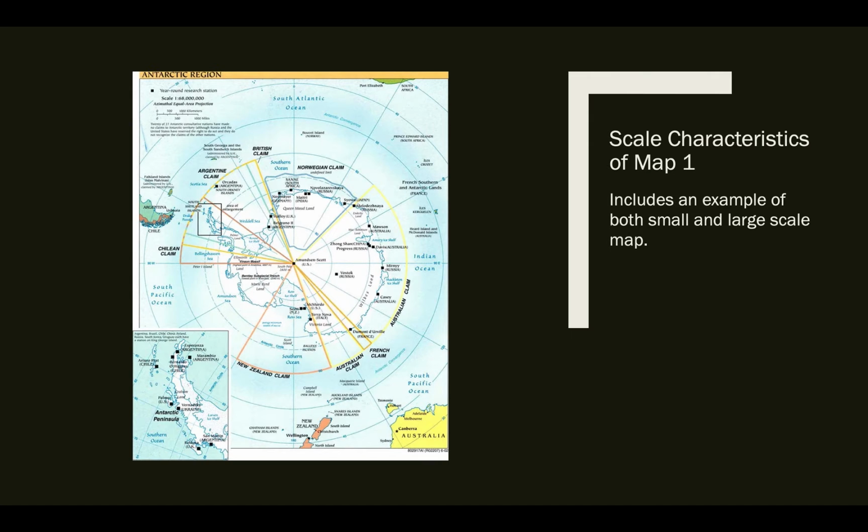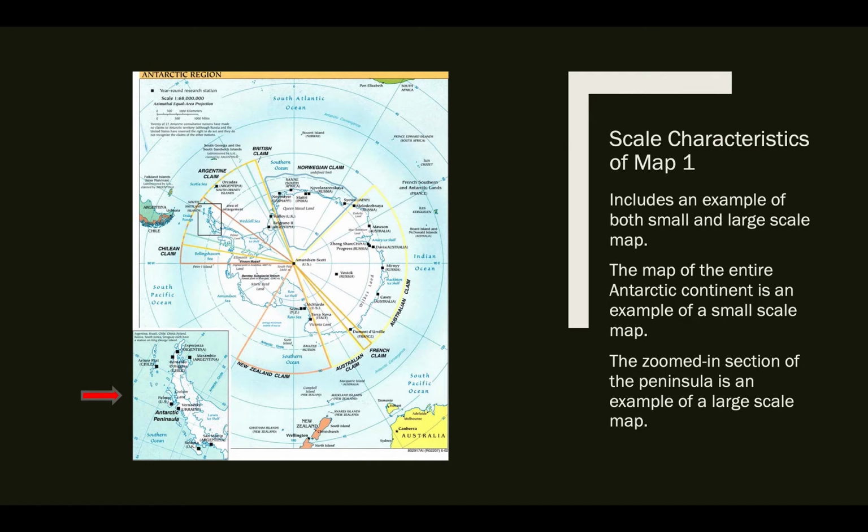First, we will look at the scale characteristics of Map 1. Map 1 provides an example of both a small and large scale map. The view of the whole continent is a small scale map shown by the large area with little detail, as well as the scale being 1 to 68 million. The peninsula view in the bottom left shows a large scale map with a smaller area and more detail.